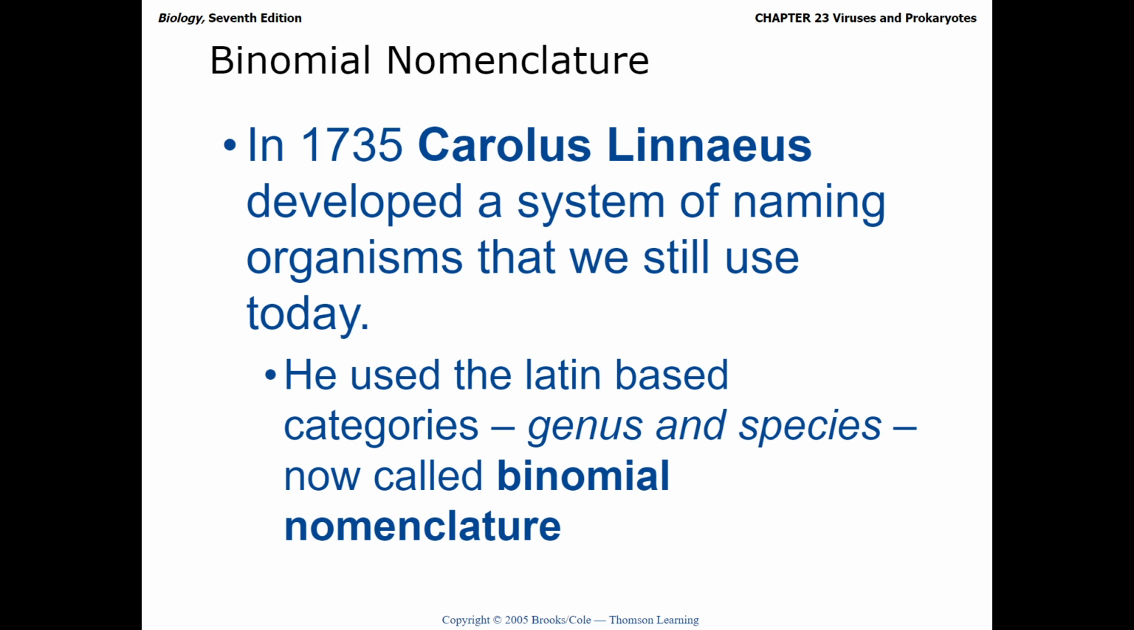It can make a classification system that's supposed to be simple more complicated and hard to understand. So, for that reason, binomial nomenclature was developed. In 1735, Carolus Linnaeus developed a system of naming organisms that we still use today. He used the Latin based categories, genus and species, and because his system included a two-part name, we call it binomial nomenclature, a two-name organizational system.